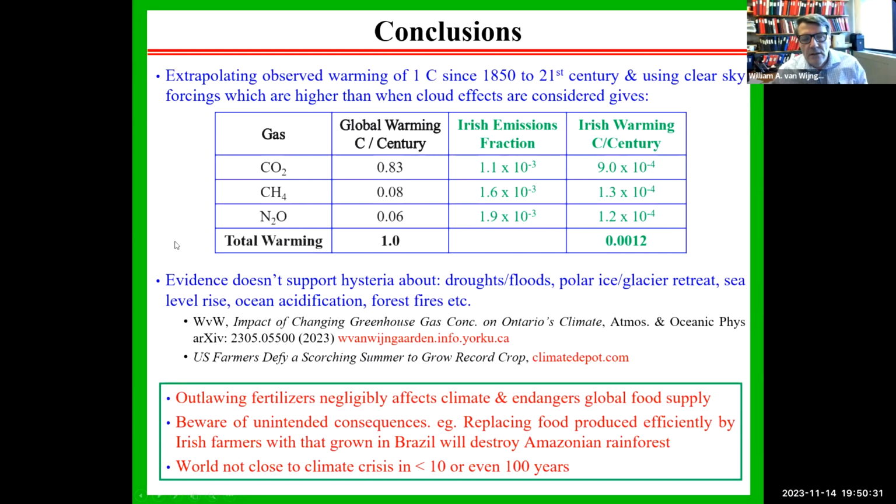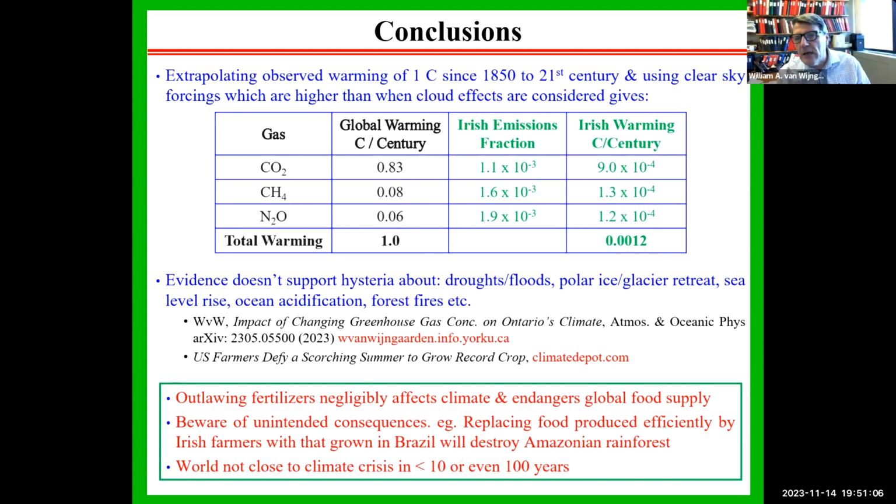Now, today I didn't talk too much about the effect of droughts, floods, polar ice, glacier retreat, sea level rise, ocean acidification, forest fires. I've talked about that in the past. I did have a reference. This reference talks about Ontario's climate, but there's a lot of data there for the entire world. So, for example, you probably heard in the news this summer, all of Canada was burning down. But yes, we had a lot of forest fires this year, but if you look at the data for the last 30 years, there's no clear trend at all.